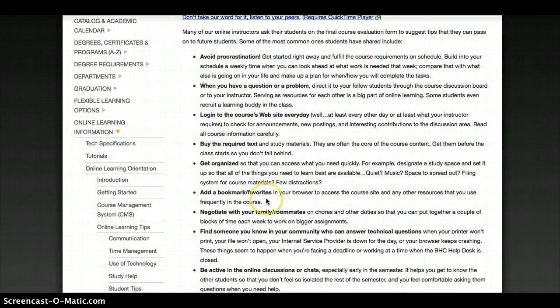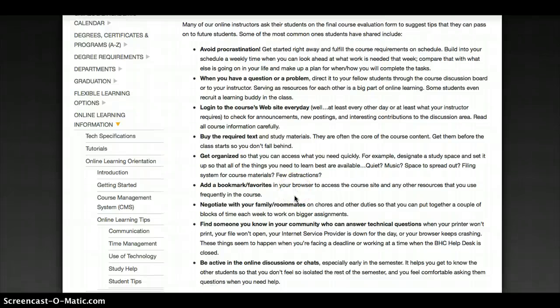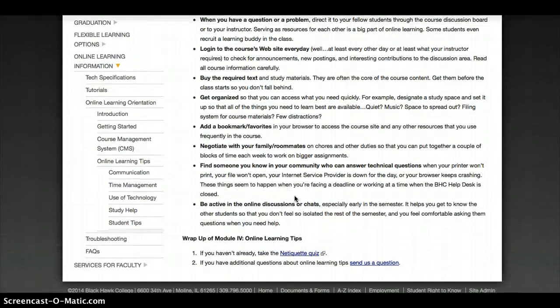Add bookmarks and favorites in your browser, definitely for the Smart History website. Turn that into a bookmark so you can access it quickly. Technical problems come up, so allocate yourself enough time in case you have to do some troubleshooting. Okay, this is very important to be active in the online discussion or chats so you can get to know other students and you guys can all facilitate a learning community with each other.